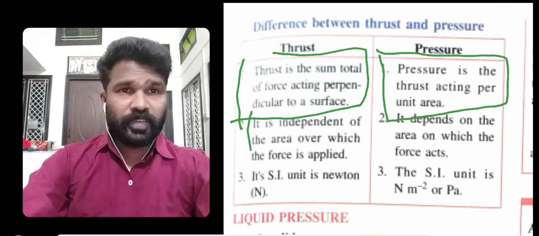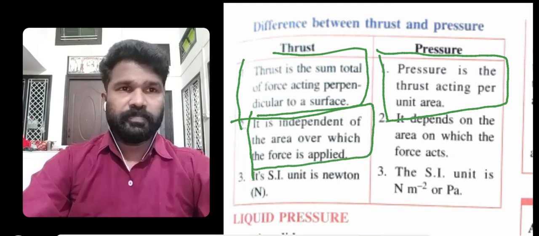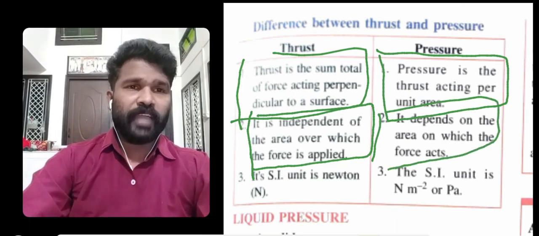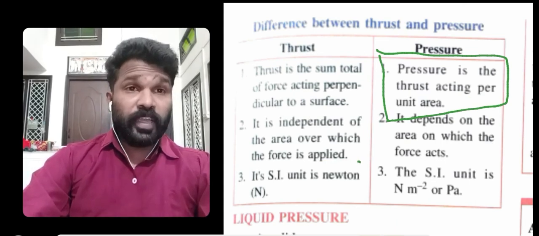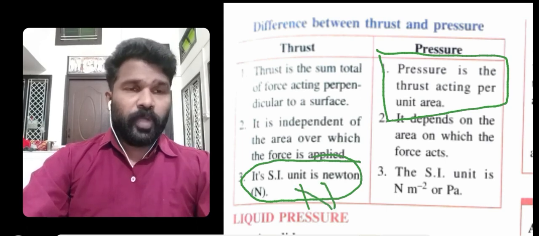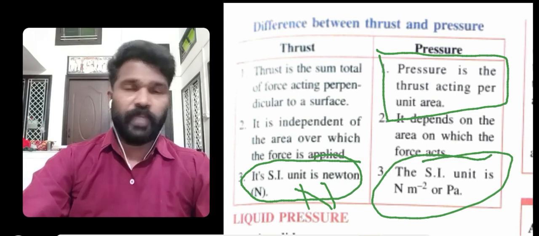Thrust is independent of the area over which the force is applied. But pressure depends on the area on which the force acts. Okay, students? Now, the SI unit of thrust is Newton, with the symbol N. But what is the SI unit of pressure? That is Newton per meter square or Pascal, Pa.